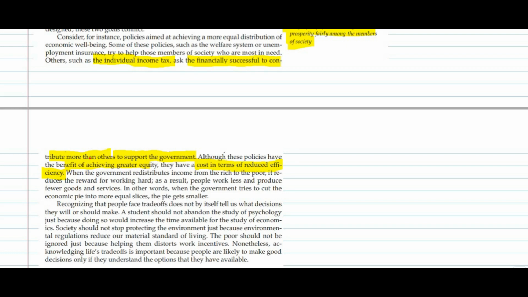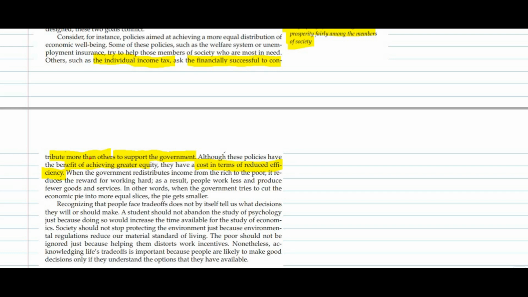It means that when the government redistributes income from the rich to the poor, it reduces the rewards for working hard, and in consequence people work less and produce fewer goods and services. So when the government tries to cut the economic pie into more equal slices, the pie gets smaller. It's a very easy concept: if you want a fair distribution of prosperity among society, then definitely it will discourage efficiency. So this is the trade-off which society faces.